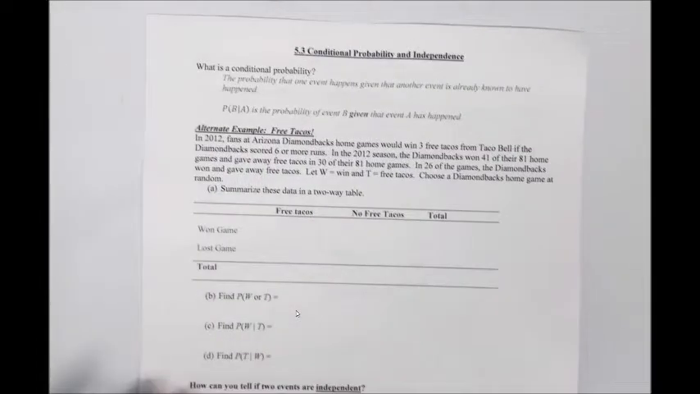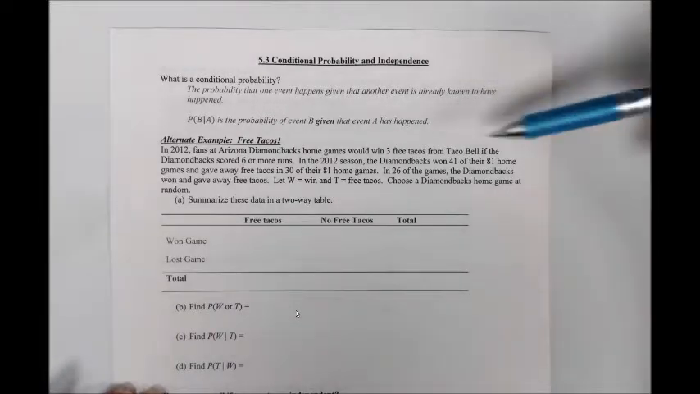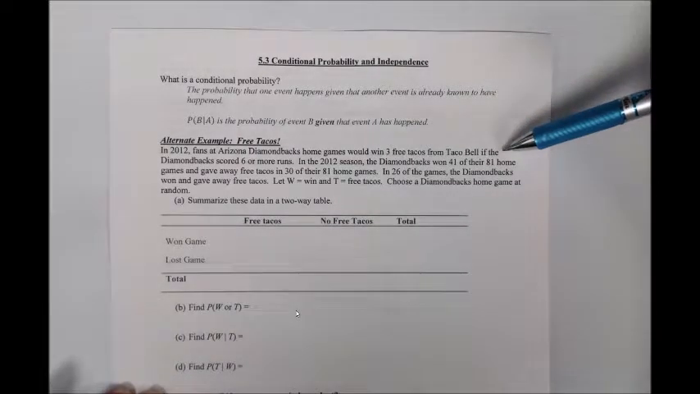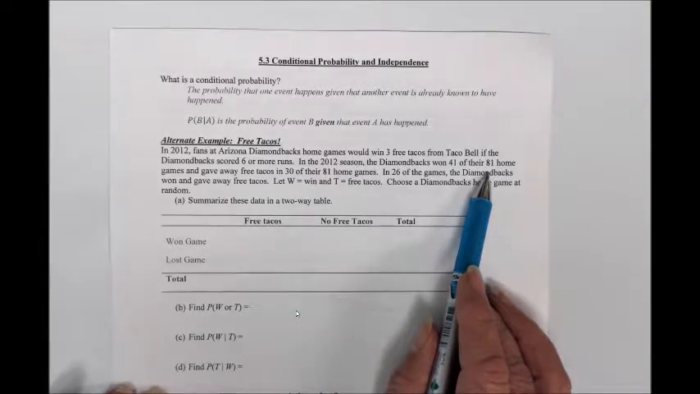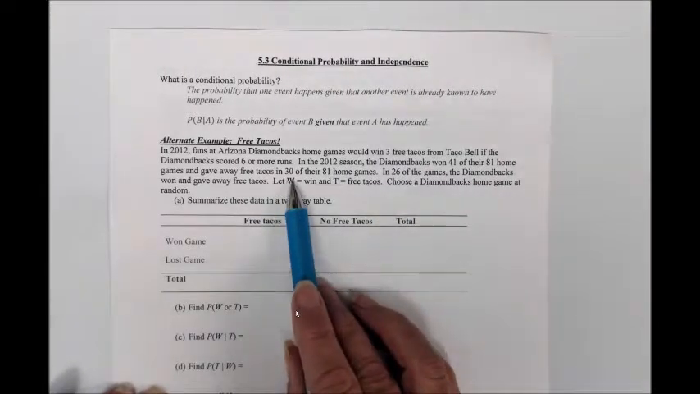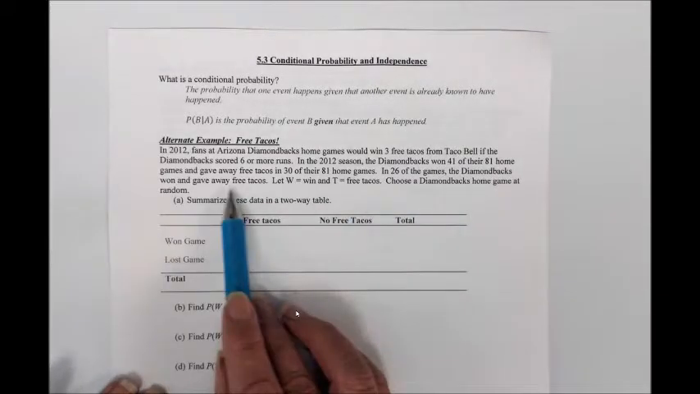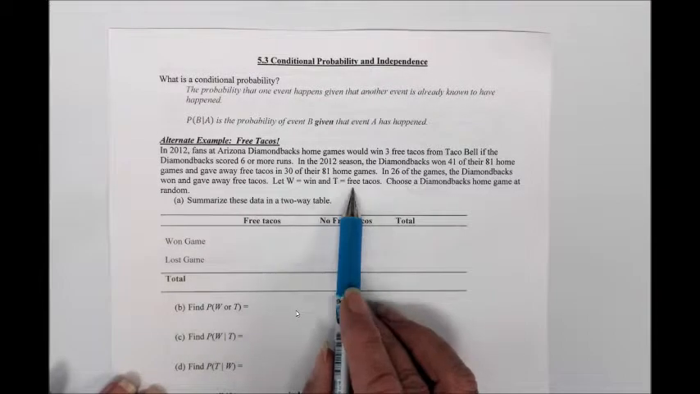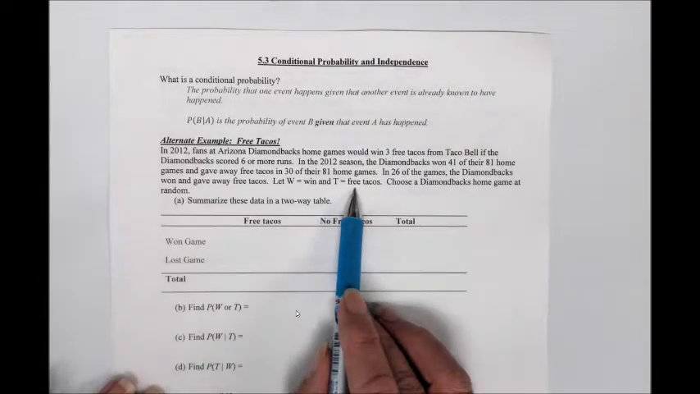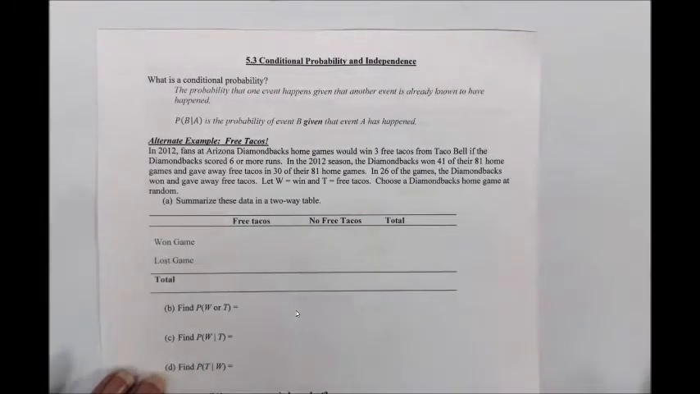Okay, so in 2012, fans at Arizona Diamondbacks games would win 3 free tacos from Taco Bell if the Diamondbacks scored 6 or more runs. And in the season, they won 41 of their 81 home games and gave away free tacos in 30 of their 81 home games. In 26 of those games, they won and gave away free tacos. So we're going to let W denote winning a game and T denote that the fans got free tacos. And then what's the probability if we chose a Diamondbacks home game at random?